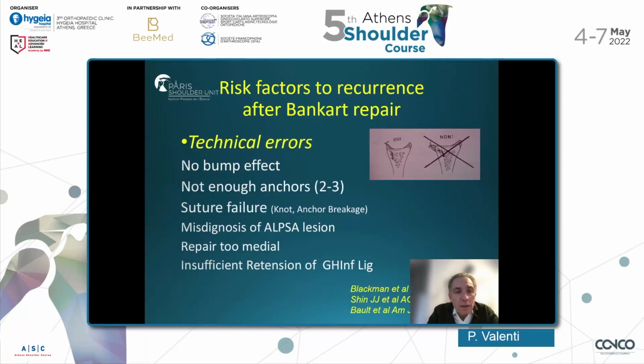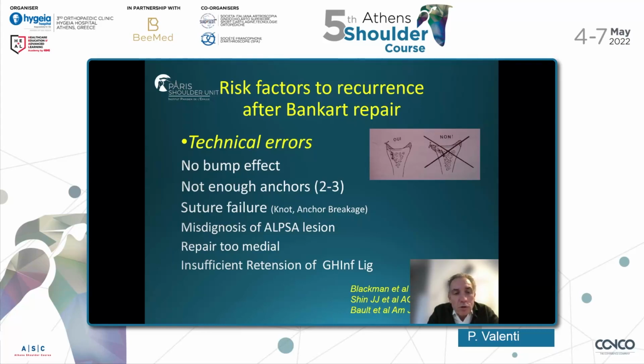Sometimes the technique of Bankart is not good. You don't respect the academic rules. It's important to have a bumper effect to repair the labrum and to medialize a little the labrum. It's important to use a lot of anchors, between 6 o'clock to 3 o'clock or 7 o'clock to 3 o'clock. And normally I use 3 to 5 anchors.